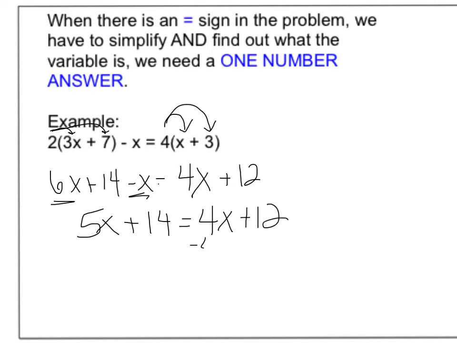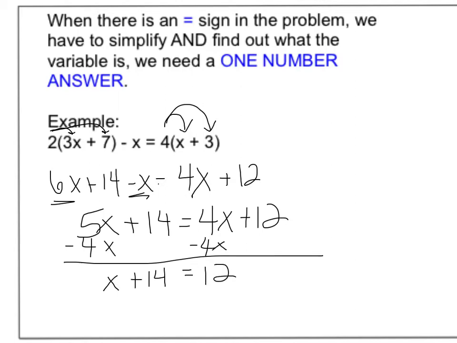Now you've got a two-step equation. You've got to bring the x's all to one side. So always bringing the smaller x to the other x, or adding a negative. Whatever makes it easier. So now you're going to have x plus 14 equals 12. Subtract 14 from each side, and we end up with x is equal to negative 2.